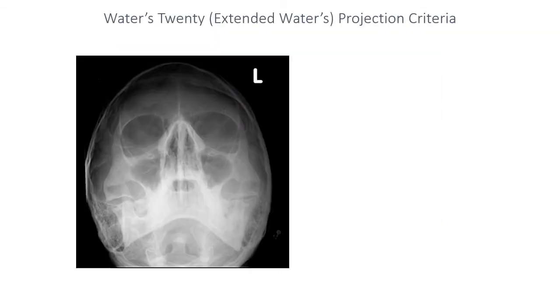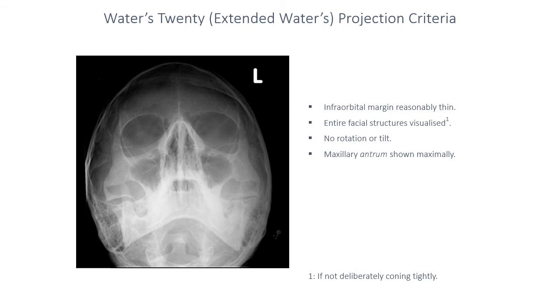When this projection has been performed, it should have slightly different criteria to the previous. The inferior orbital margin won't be completely flat now. It will be a relatively thin structure. The previous criteria with regard to rotation or tilt are entirely the same. However, the maxillary antrum, that is to say the entirety of the maxillary sinus, including the inferior most point, should be shown maximally. In this image, if you have a look at the inferior part of the patient's maxillary sinus, you should be able to see virtually no superimposition of other posterior bony structures.